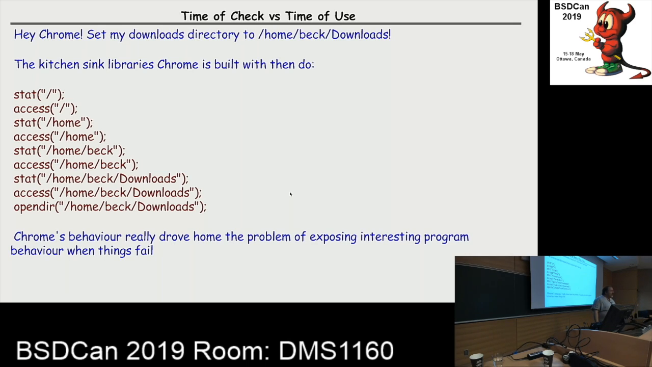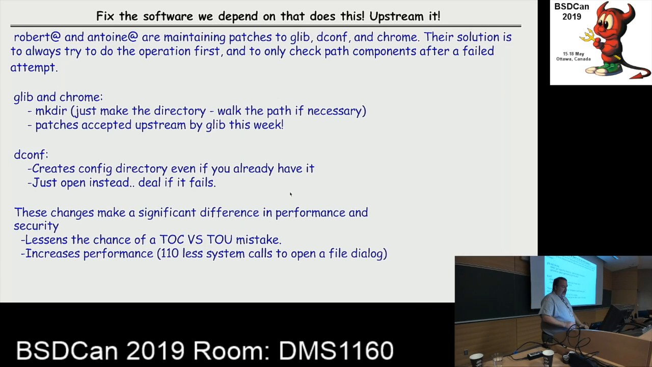But it sucked, because if I want home/downloads to be the only thing your program can get, that should be it. You shouldn't be able to stat that other stuff. I don't want you to be able to call access on that. I don't want you to be able to find information about the file system. So the answer was, fix the software that does this, upstream it.